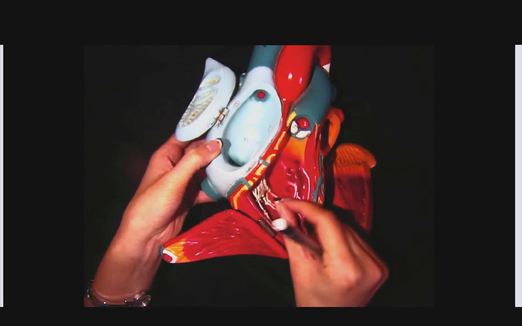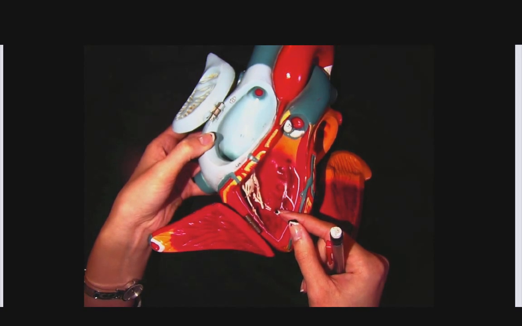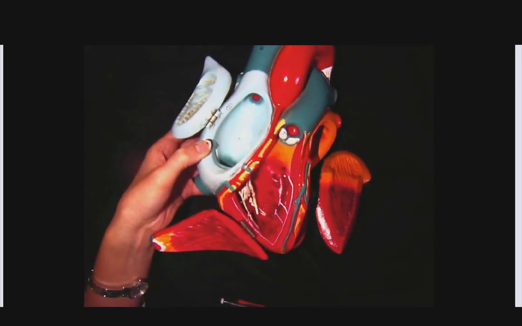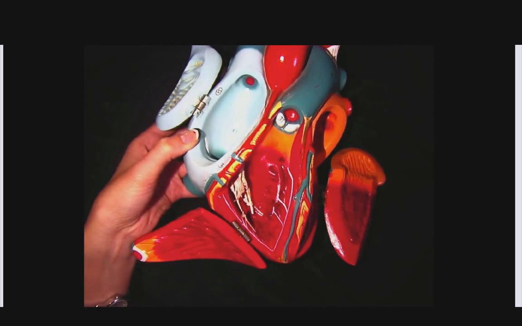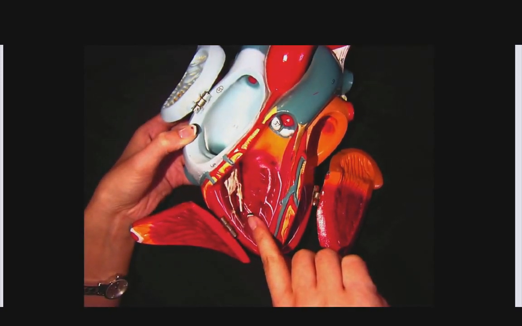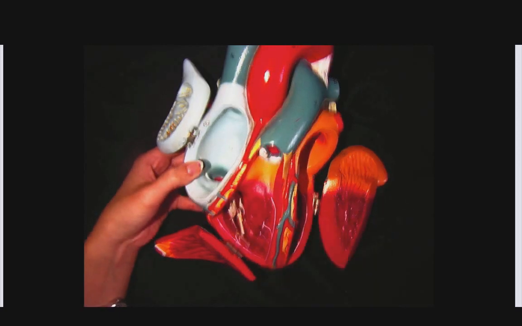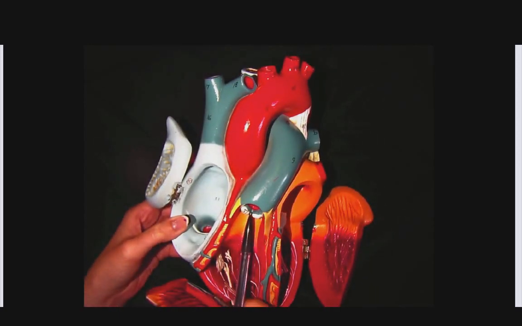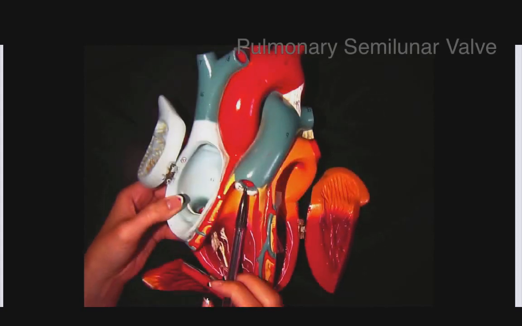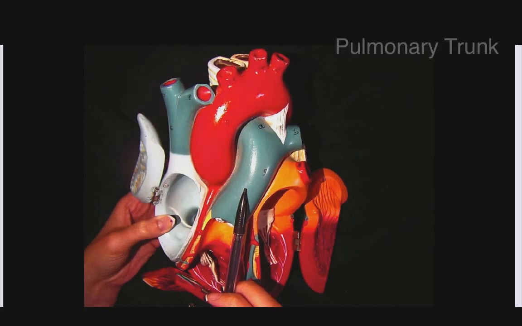Name the cords: chordae tendineae. Name the muscles: papillary muscles. Name the chamber: right ventricle. Name: pulmonary semilunar valve. Name: pulmonary trunk.